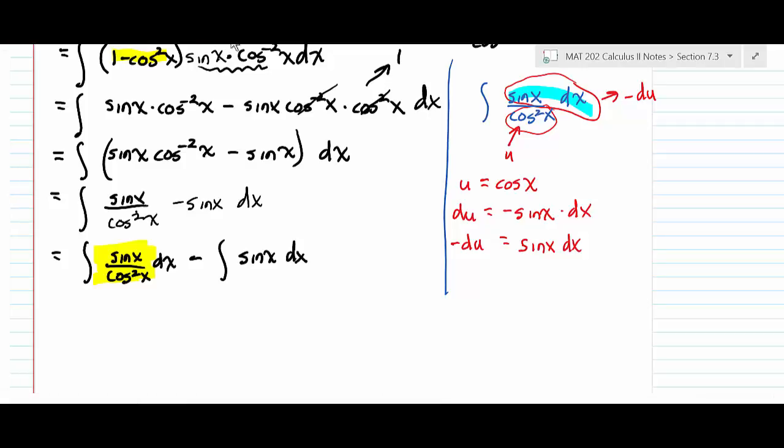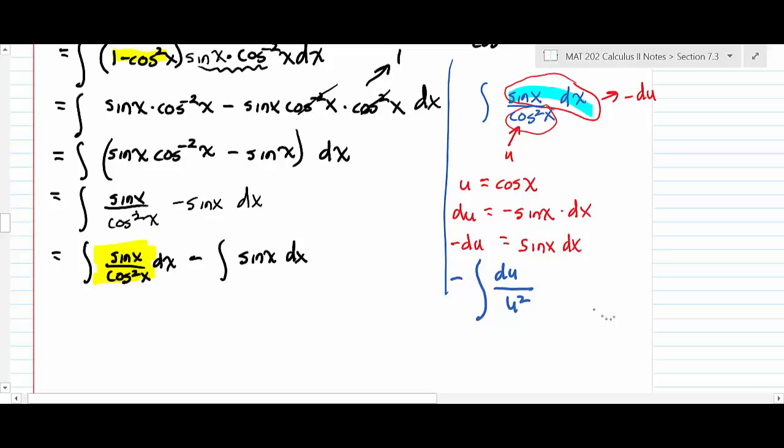Okay, everybody okay? Okay, let's see kind of what we have here. So it looks like we have sine x dx is negative du. I'll just put the negative in front of the integral. And then that will be u squared. Is that an integral you know how to do? Absolutely.